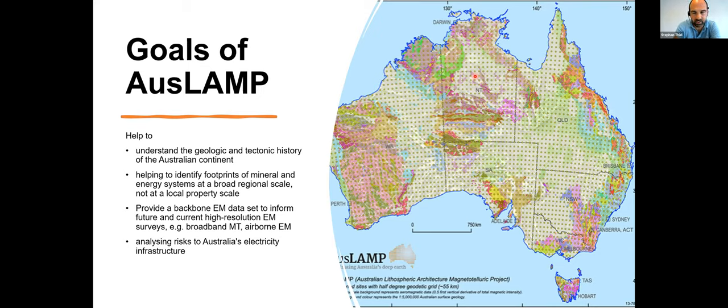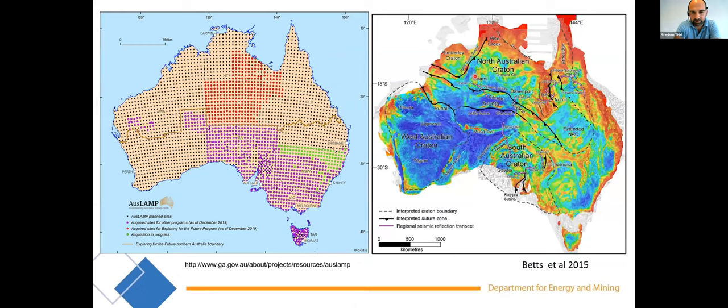And it's obviously also a backbone EM data set, as I mentioned before, upon which you can build for further scale reduction surveys using broadband MT and airborne EM, and I'll show some examples at the end of that. I'm not going to talk too much about it today, but there have been some studies in terms of GICs, so geomagnetically induced currents, and their hazard to the electricity infrastructure of Australia, especially Liejun Wang from Geoscience Australia has been involved quite a bit in that, where the AusLAMP models, very similar to what we've seen from the USArray, are very helpful in determining that. So let me jump in.